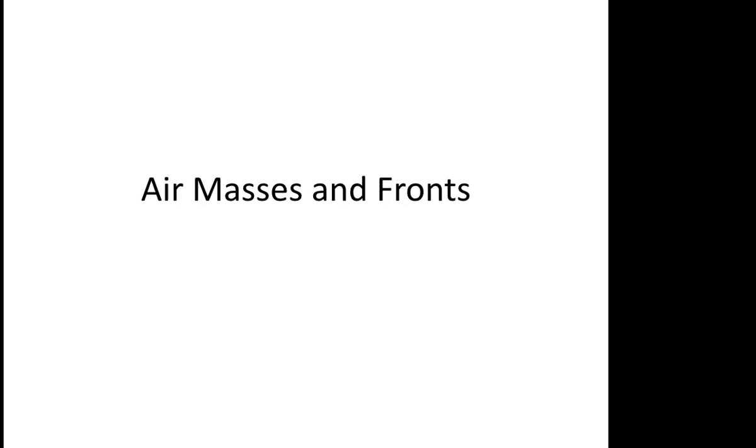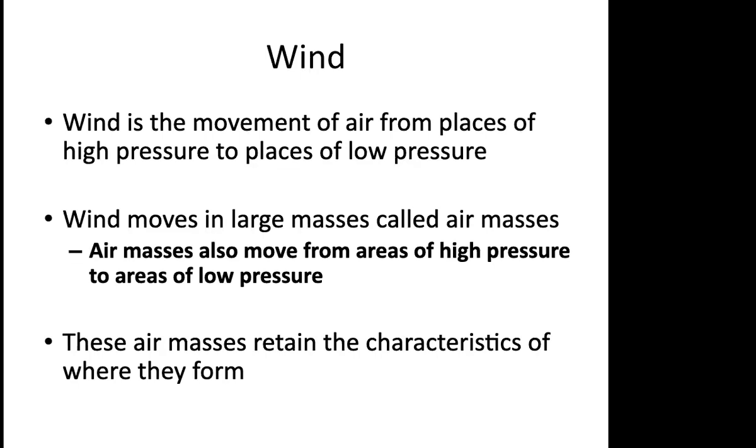All right, so today we are going to talk about air masses and fronts, and this is strictly vocab. So these are things that when you look at it, it's understanding it, but you need to know what the vocab is, okay? So yesterday we talked about wind. So just to bring it back a little bit, wind is the movement of air from places of high pressure to places of low pressure. So wind moves in large masses called air masses. So air masses also move from areas of high pressure to areas of low pressure. These air masses retain the characteristics where they actually form.